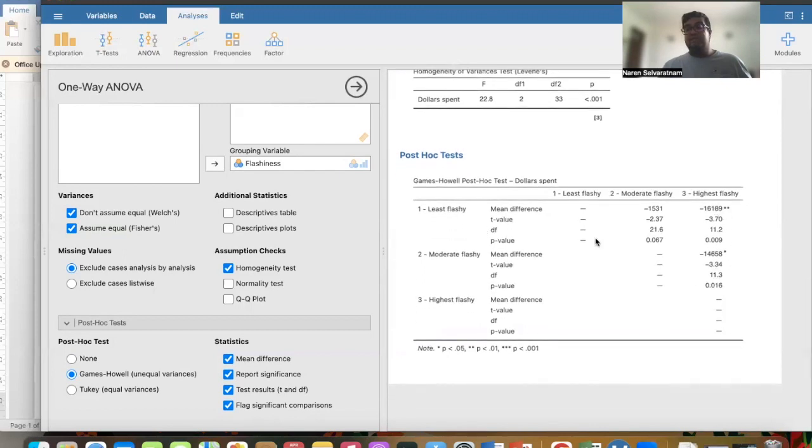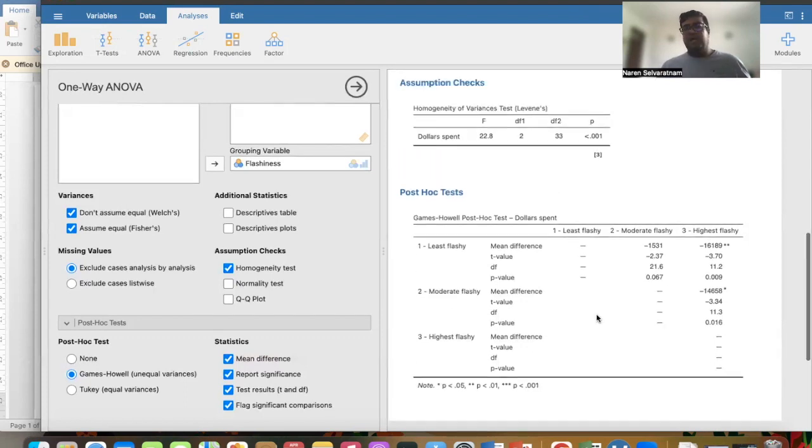Now, this difference leads to a flag here. This is statistically significant at the 99% confidence level, because it gives the p-value. It is significant at 0.01, so that is 99% confidence. And this one, moderate to highest, that is 95%. So I think pretty significant data. Now we have run our analysis.